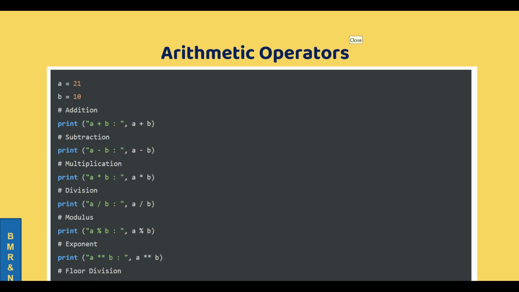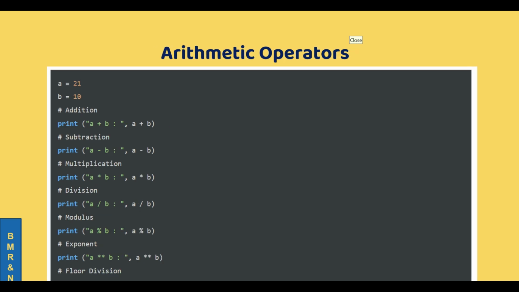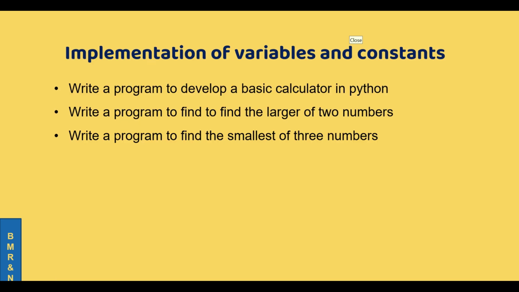A equal to 21, B equal to 10. So A plus B, A minus B, A asterisk B, A slash B. This we will see practically on the screen as well. This is an example of arithmetic calculations, how we can calculate. Now we'll go back to IDLE and we will see practically, the integrated development and learning environment, so that we can see these things practically.